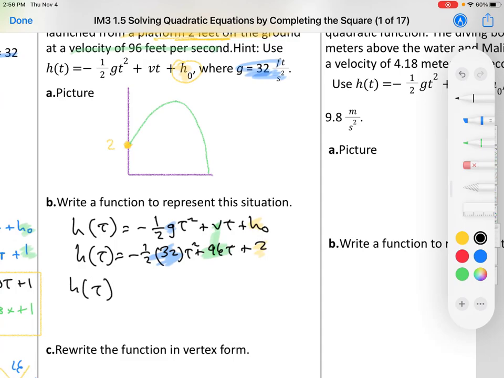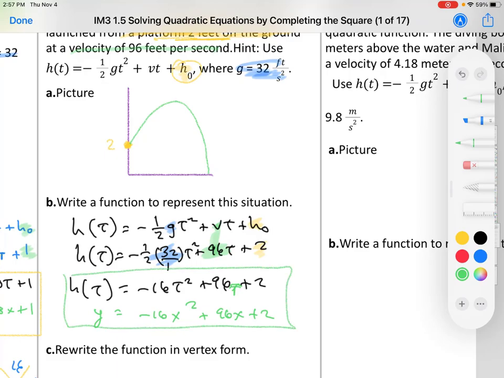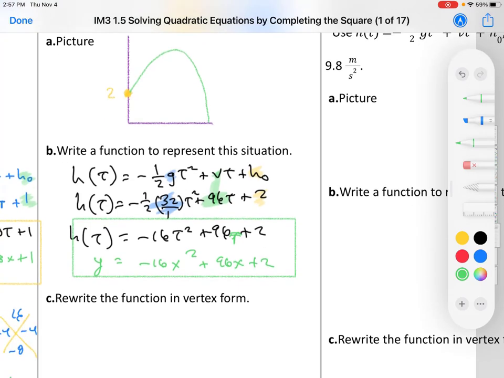And of course you can just clean that up by multiplying negative 1/2 times 2, so that's 1 times 32 and 2 times 1, so 32 divided by 2 is negative 16. And again, I want to say that you can make this into x's and y's. Whoops, that should be a t. So you have some options here. If you're not intimidated, use the h of t. It looks better and fancier. If you can, then go ahead and use the x's and y's.